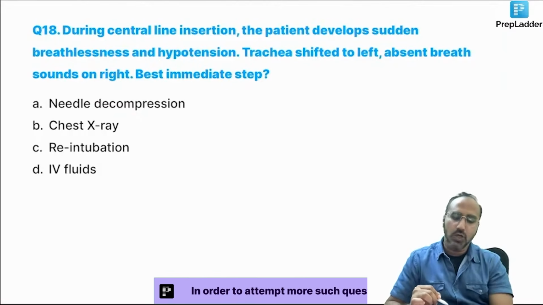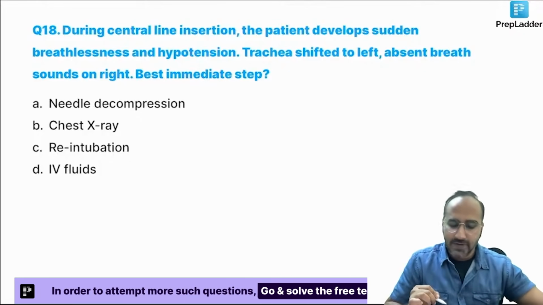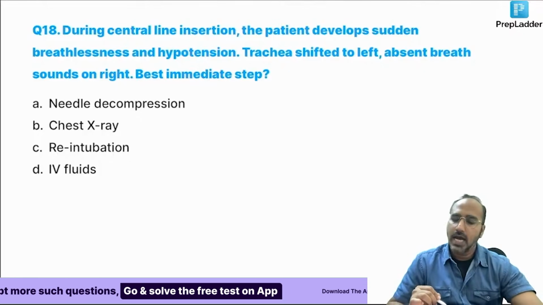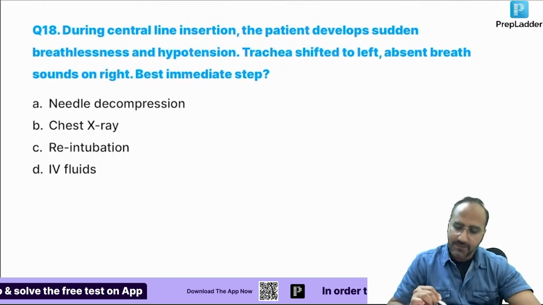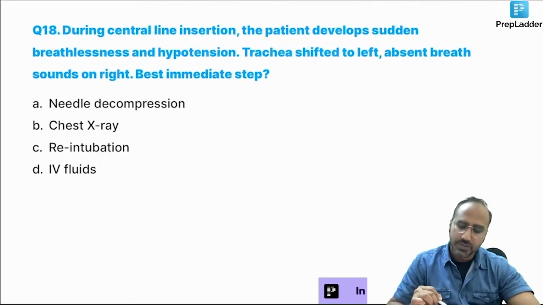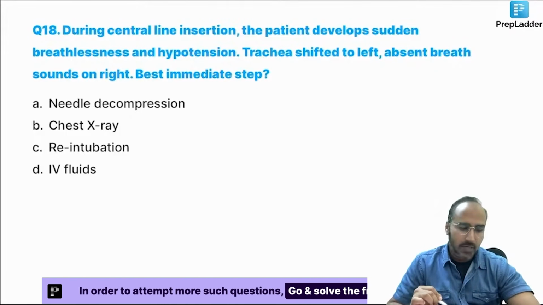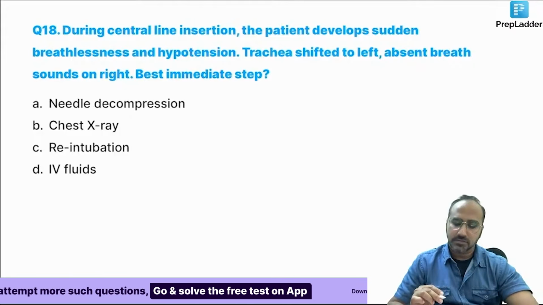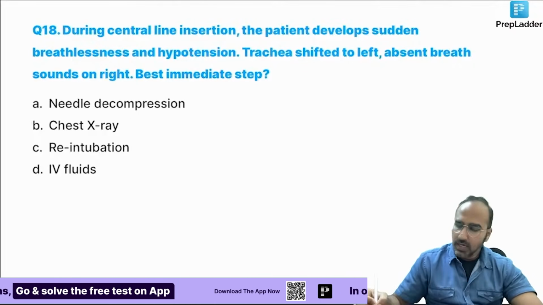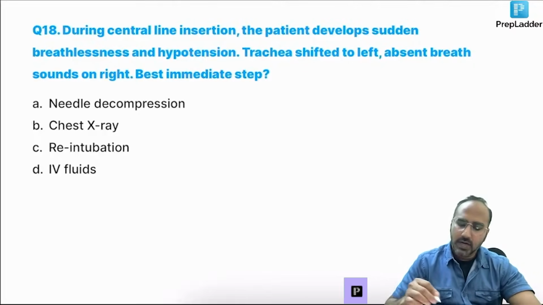Next, during central line insertion, patient develops sudden breathlessness, hypotension, tracheal shift to the left, absence of breath sounds on the right, and what could be the best immediate step? Come on, guys. ABCD, what's the answer over here? Now, guys, remember what has happened basically during central line.